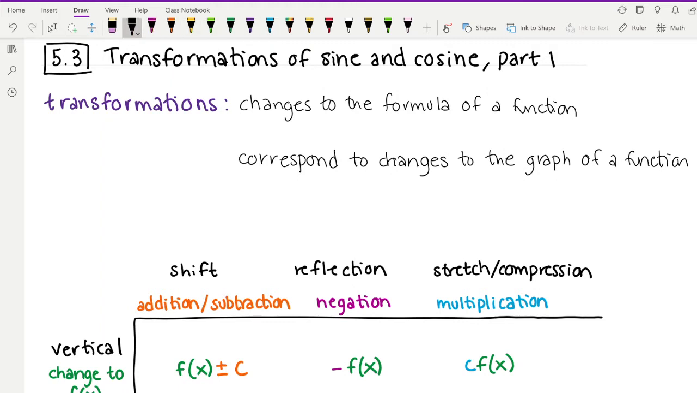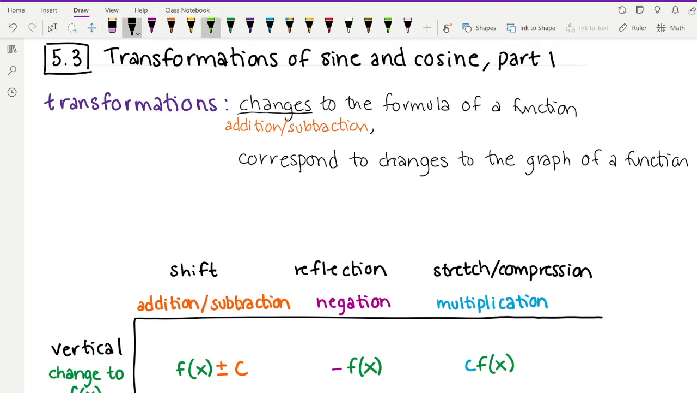And what do I mean when I say changes? So I want to get a little bit more specific here. Really with transformations, when you're talking about what you're doing to the formula of a function, you're really only doing three different things. You are either adding or subtracting a number, so addition or subtraction. That's one thing you could do to change the formula of a function.